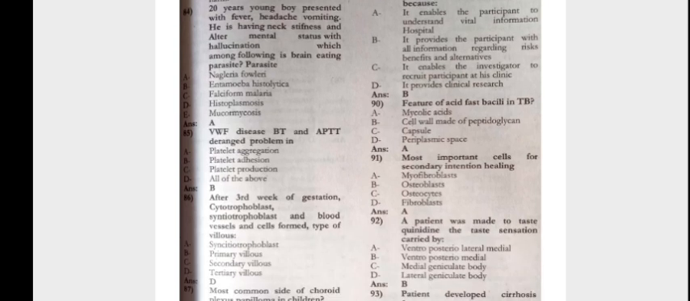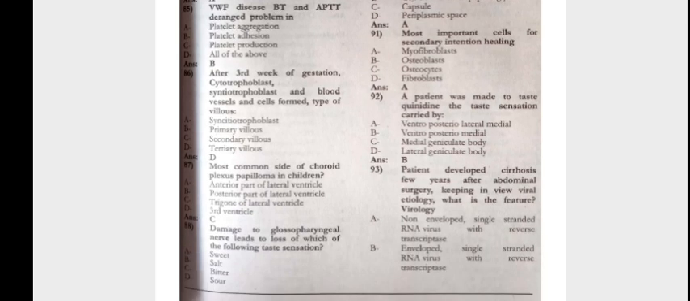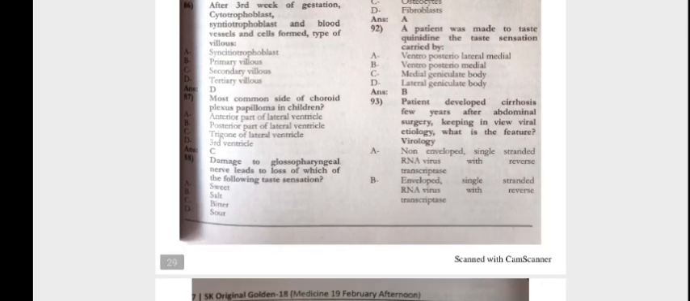Feature of acid-fast bacilli in TB is mycolic acids. Most important cells for secondary intention healing is the myofibroblast. A patient was made to taste quinidine. The taste sensation is carried by the ventroposteromedial fibers.